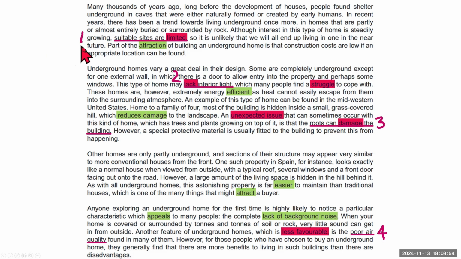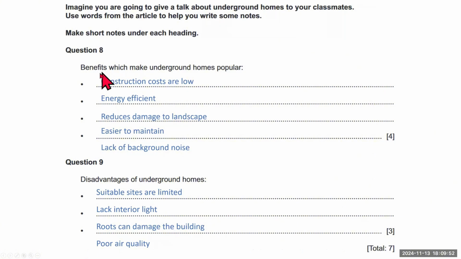Then in red are the disadvantages. Suitable sites are limited, lack interior light, roots can damage the building, and poor air quality. So you can see that the answers are usually in the same sentence as the keywords. So as usual, for any reading questions, we look for keywords, synonyms, and paraphrases. So here we have the answers.